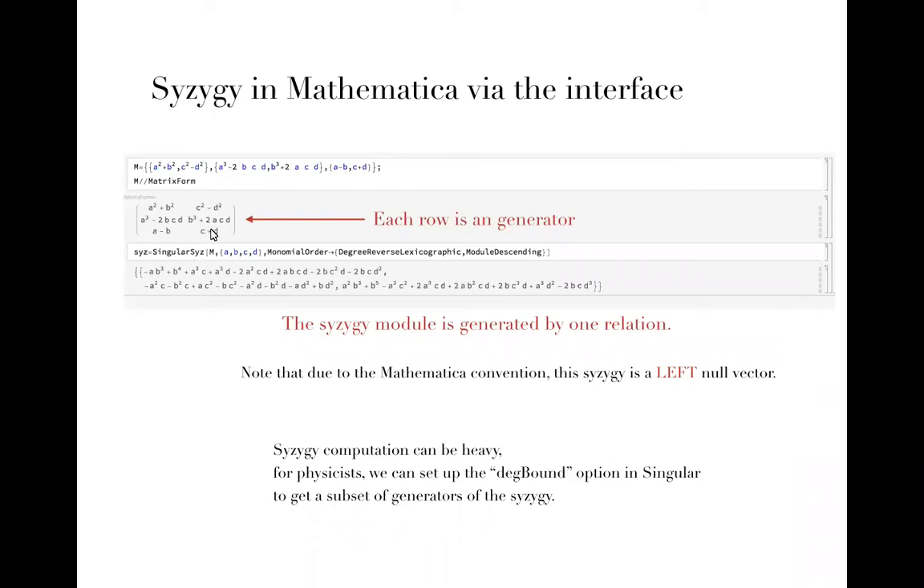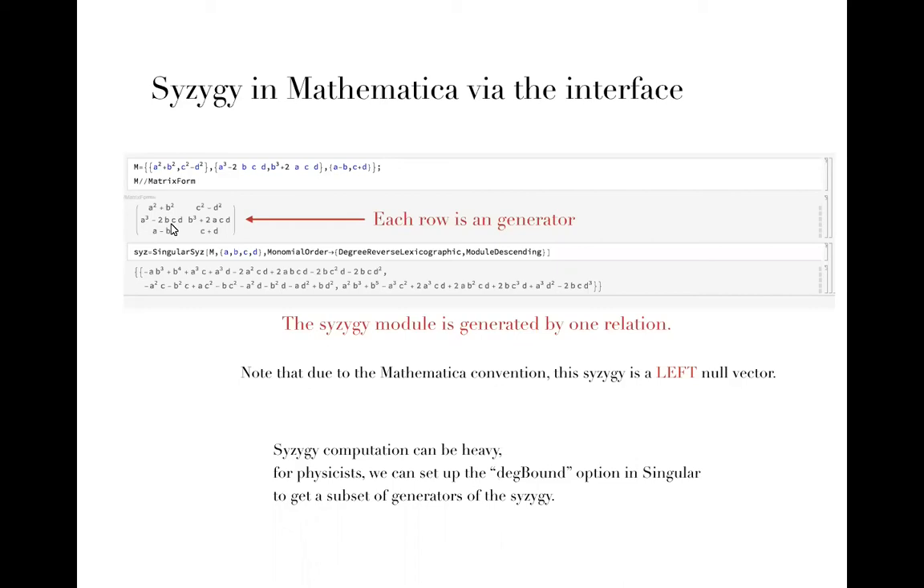So I just try to emphasize here again, this one is different from most of the literature. Here we use each row as the generator, and when we take the null space, we are taking the null space from the left, so it's different from the convention, it's just a mathematics convention. The syzygy computation can be quite heavy, because if you want to get a syzygy, you have to get the Gröbner basis of the submodule first, but this kind of module Gröbner basis computation could be heavy.